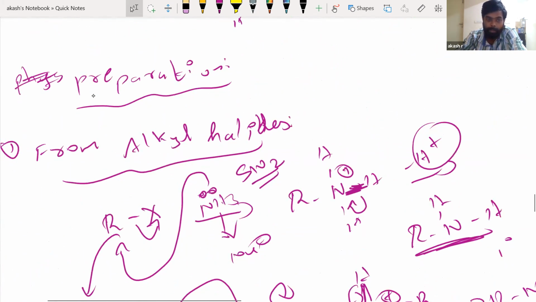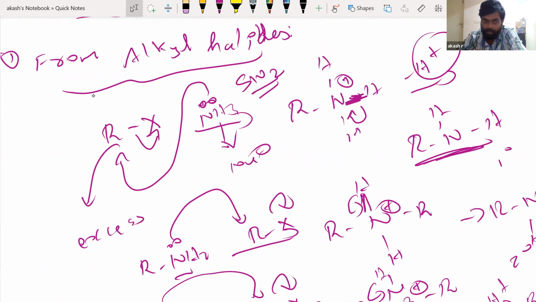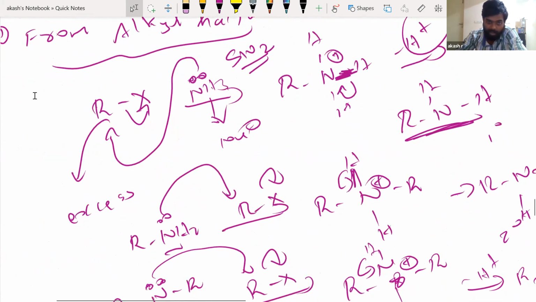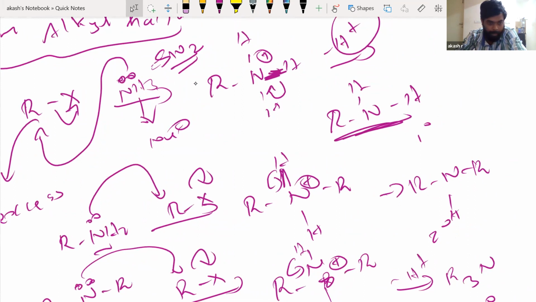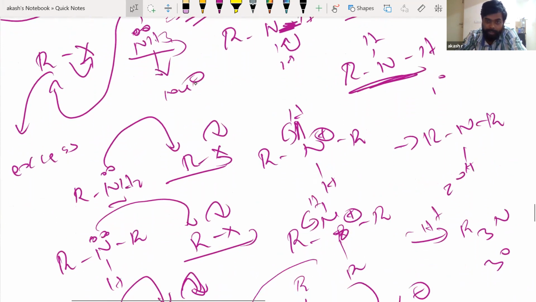Then we went to the preparation. We saw two methods, and both were from alkyl halides only, but one was a little special. The first one is a normal nucleophilic substitution, SN2 reaction, where RX is there and ammonia as a nucleophile attacks. Then the halide leaves, and you remove an H plus to form the amine. So this reaction can continue.